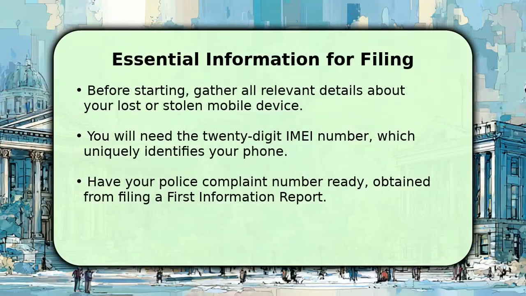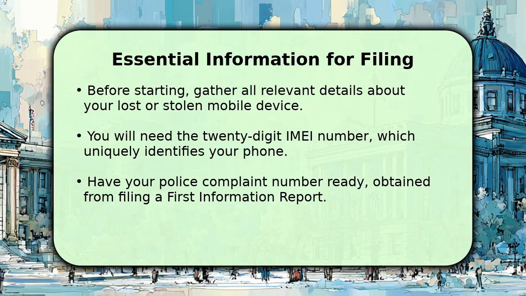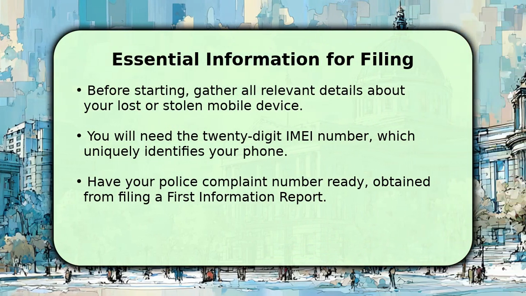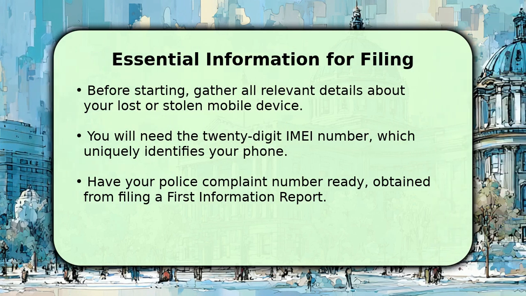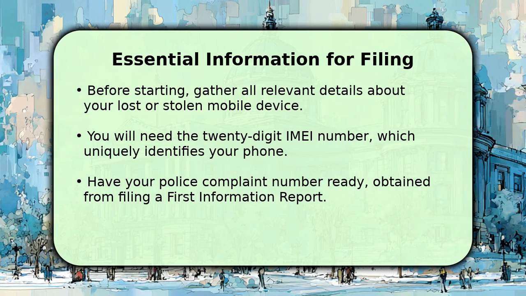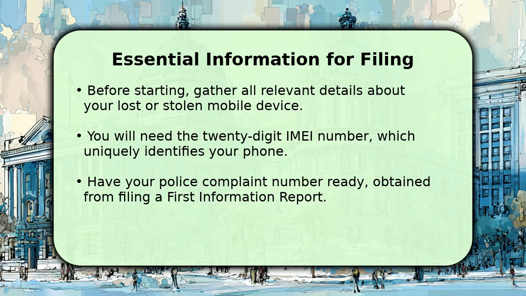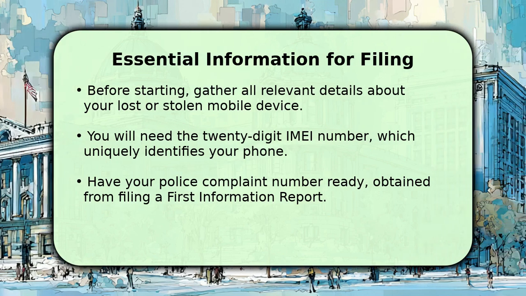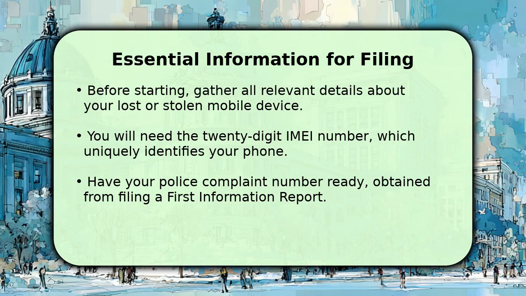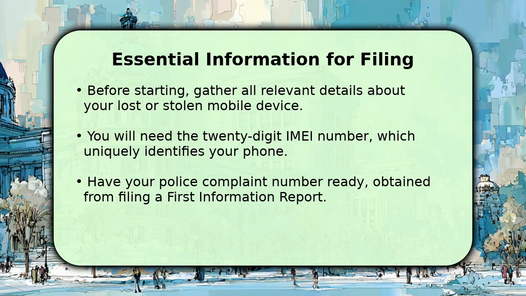To proceed, collect all the necessary information about your device. This includes the crucial 20-digit International Mobile Equipment Identity, or IMEI number, which is unique to your phone. Additionally, ensure you have your police complaint number, obtained after reporting the incident to law enforcement. These details are vital for accurate tracking and processing, significantly improving the chances of recovering your device. Having everything prepared beforehand streamlines the entire filing process.